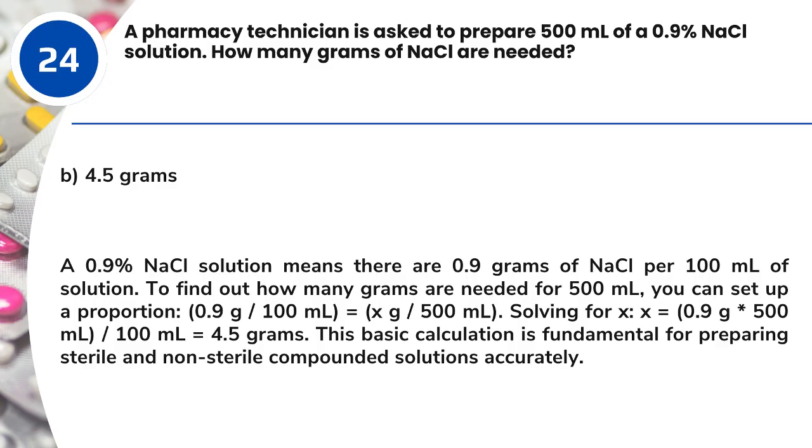4.5 grams. A 0.9% NaCl solution means there are 0.9 grams of NaCl per 100 milliliters of solution. To find out how many grams are needed for 500 milliliters, you can set up a proportion. 0.9 g/100 milliliters equals x g/500 milliliters. Solving for x equals 0.9 g * 500 milliliters / 100 milliliters equals 4.5 grams. This basic calculation is fundamental for preparing sterile and non-sterile compounded solutions accurately.